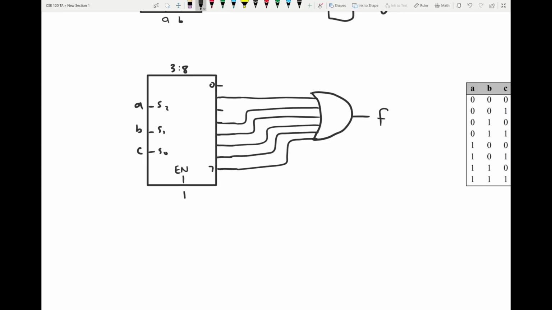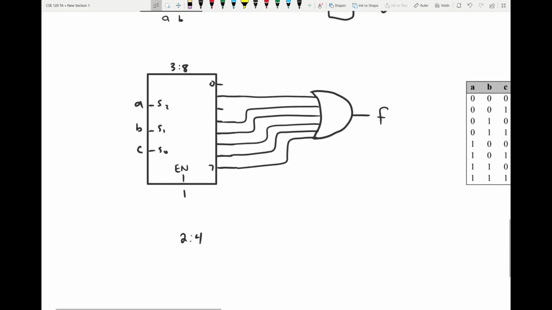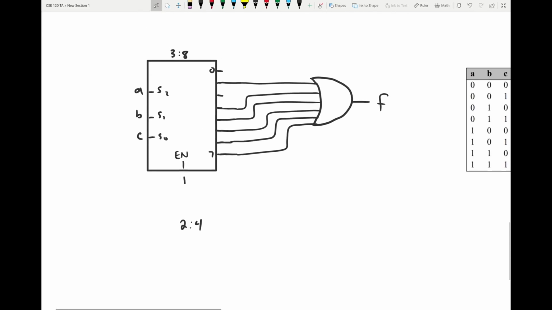But, you know, true to form, what if we don't have a 3 to 8? What if we've only got a 2 to 4? Well, what are we supposed to do then? Well, if we have 1 2 to 4, we're kind of out of luck. There's not a whole lot we can do there. But if we have 2 2 to 4 decoders, now we're talking.